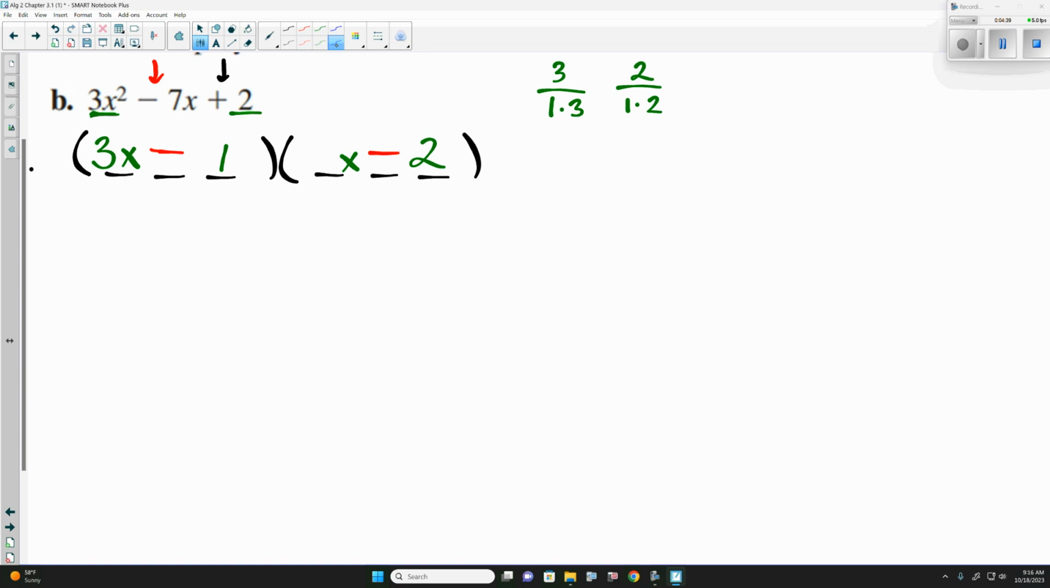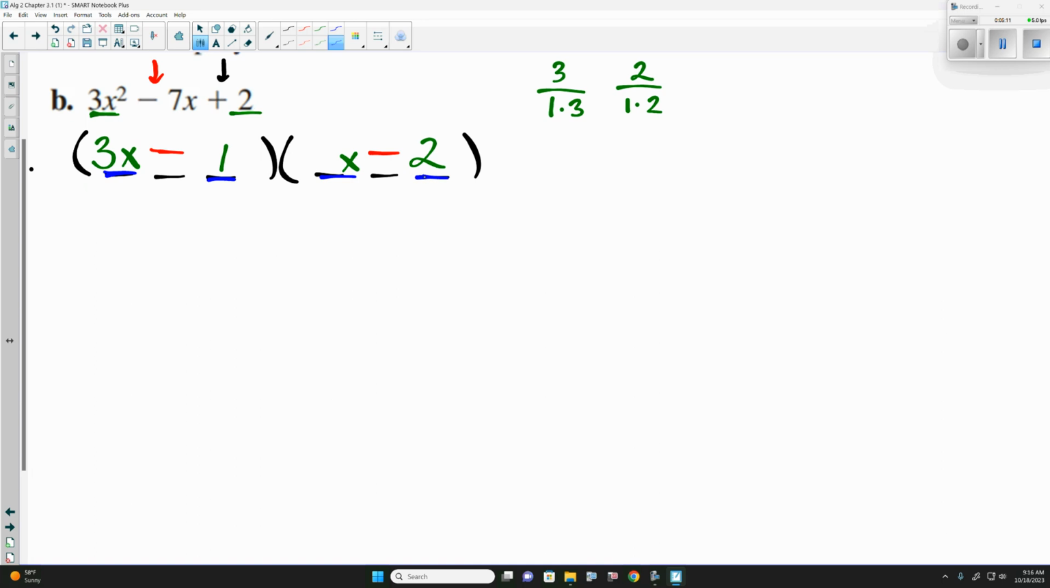Now, the last step is to check. Well, what's 3x times x? 3x squared. Well, where did we get the 3x and x from? Well, the factors of 3x squared. So they should multiply back together to give us 3x squared. The only way they won't is if for some reason we actually picked wrong factors. If we put 2x and 2x in there instead of 3 and 1, then it would give us the wrong factors, but that's because they're not the right factors.